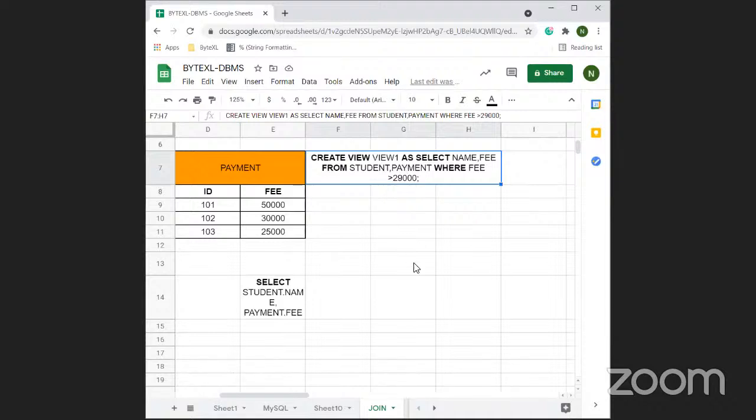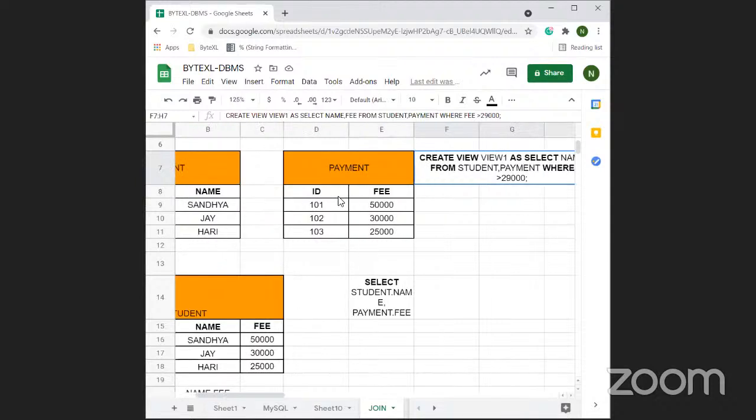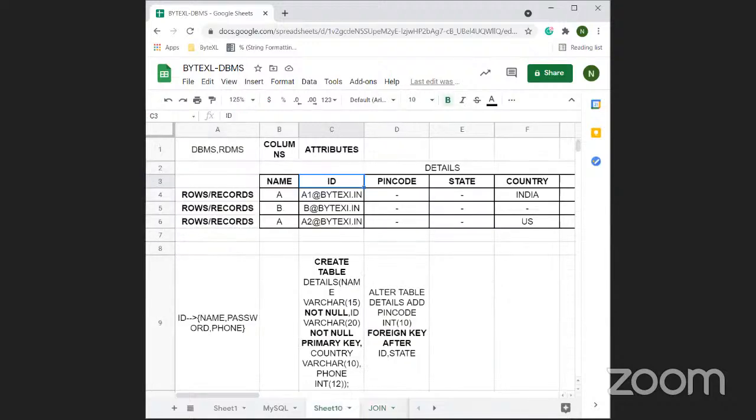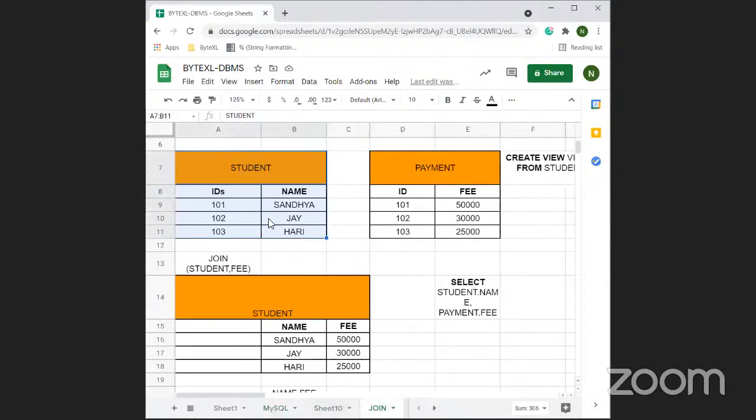Views are not real, they are virtual. So no new table will be created. But what will happen in the background? Simply, I am creating a shortcut. To make it more clear, let me show you one inbuilt feature of Google Sheets as well. Imagine this student table is very important to me. In all the sheets, I want to use this again and again.